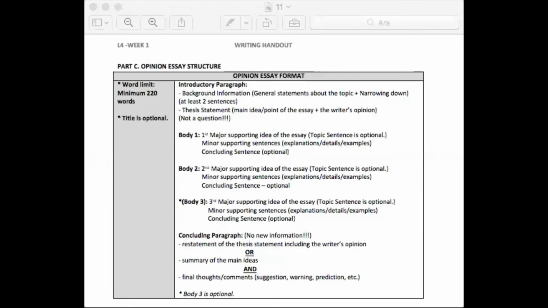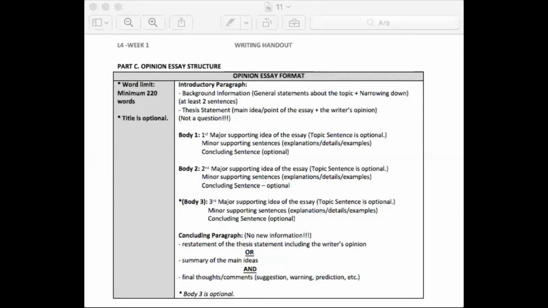And they should express one major supporting idea, and this major supporting idea should be explained through minor supporting sentences, which include explanations, details, or examples. And adding a concluding sentence to these paragraphs is also optional. And the last paragraph is the concluding paragraph.